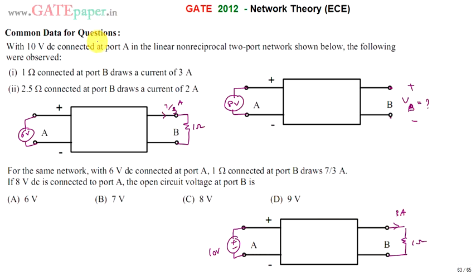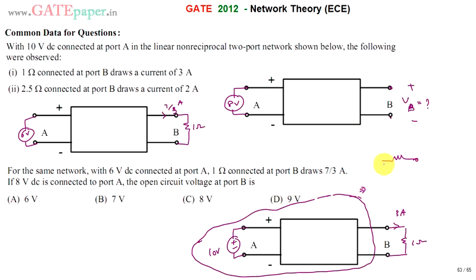If 10 volts DC is connected and 1 ohm is connected at port B, which draws 3 amperes of current, but we are interested in the open circuit voltage, that too at port B. And already we have calculated Thevenin's equivalent for this circuit. So this circuit is replaced with a Thevenin's equivalent that will have a value VTH and RTH. This is RTH, which is 2 ohms we calculated, and VTH, whenever 10 volts is connected, was taken as 9 volts.